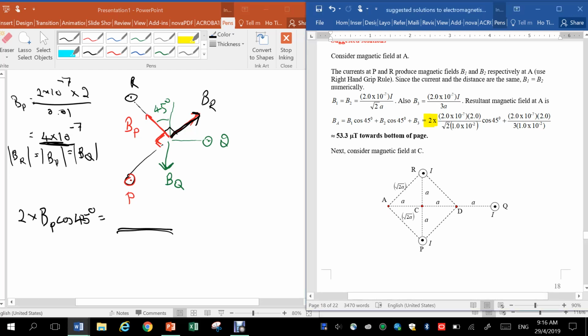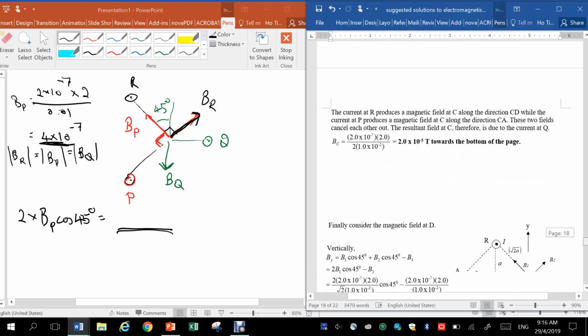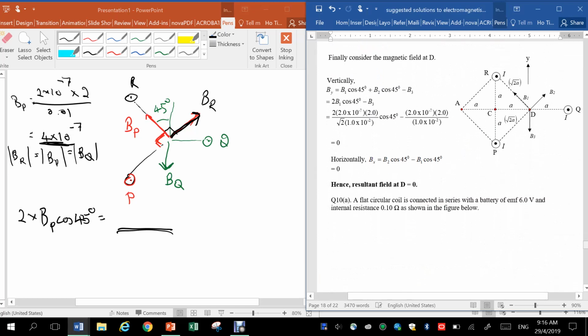Let's see. Here we have, it's actually equal in nature. Oh, in the values. Is that surprising? Maybe not. So, since it's the same, the resultant field at D must be 0. And that's that.